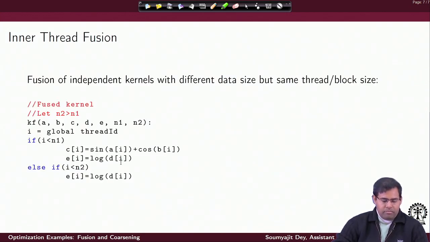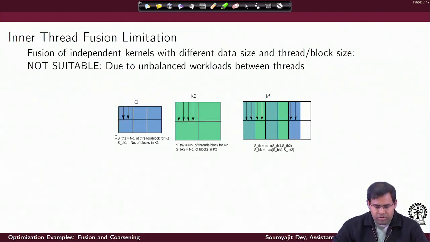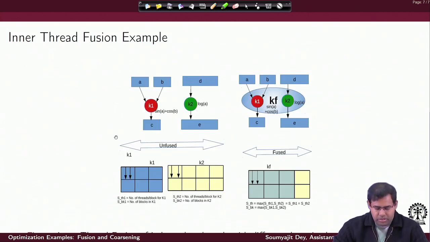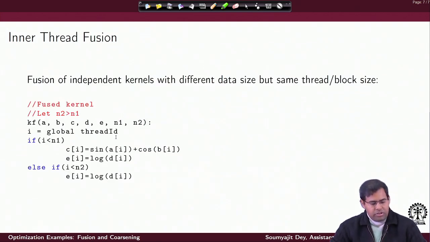So, this was my code for the inner thread fused kernel. Sorry, we skipped this earlier. This is my code of the inner thread fused kernel, considering a difference in the overall data size due to the difference in the number of thread blocks, but both of them having the same threads per block size.